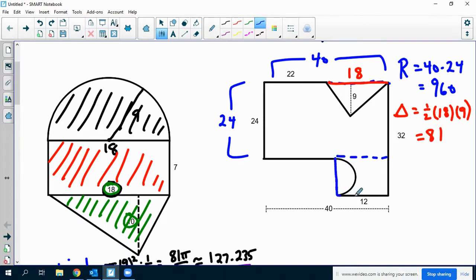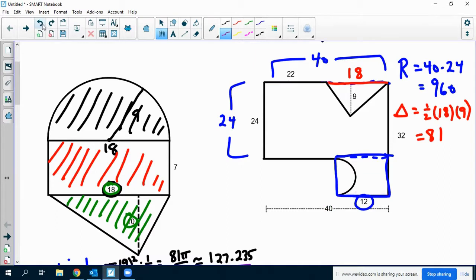Now I'm going to take a look at this rectangle. We know that this is 12. One thing to note: if this is 22 and this is 12, that adds up to 34, which is not 40. So we can't assume that these two connect, and they actually don't. That's important because there would be some missing gaps in the middle of that.